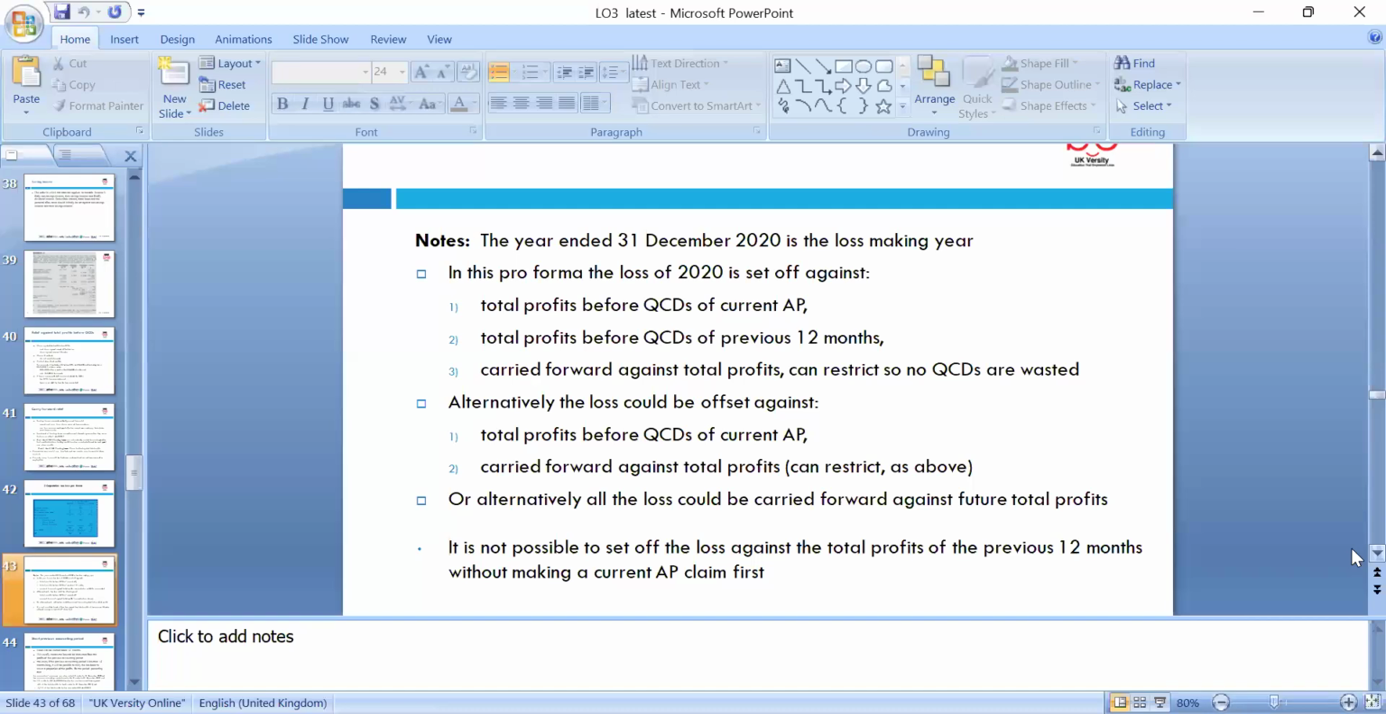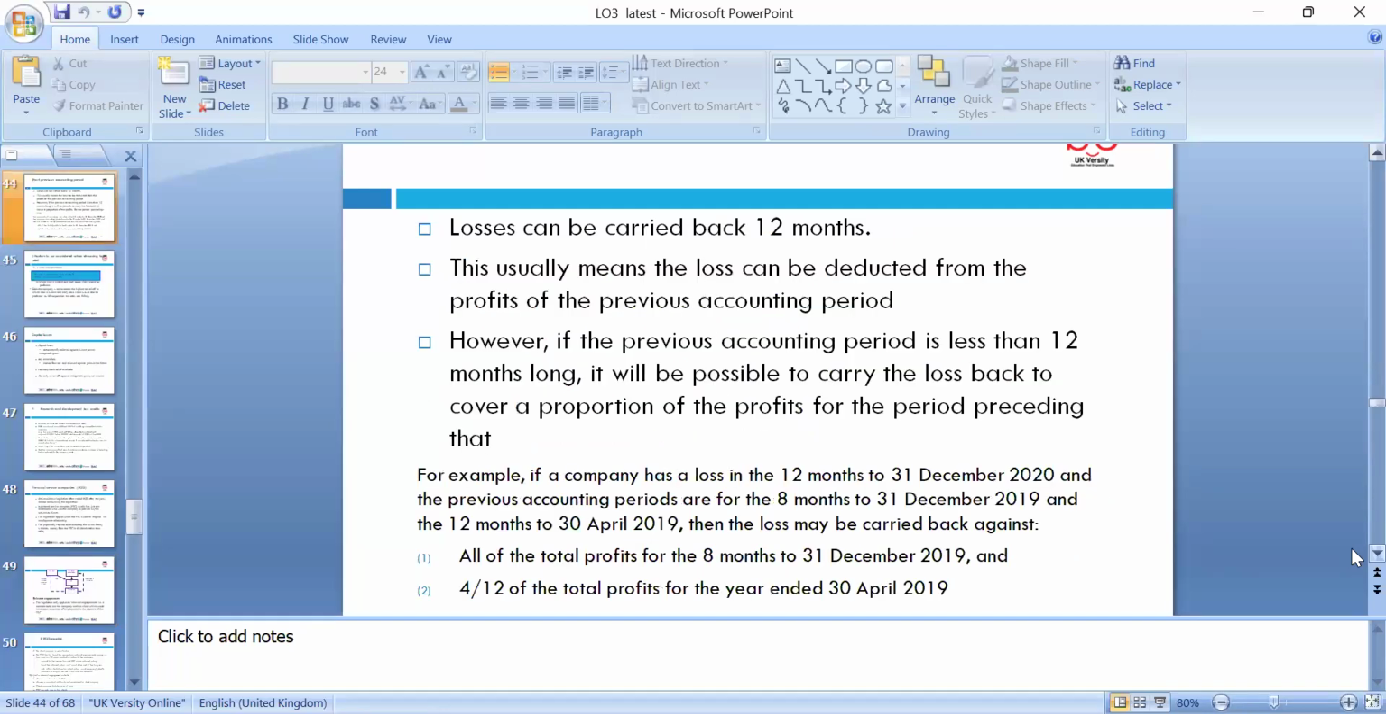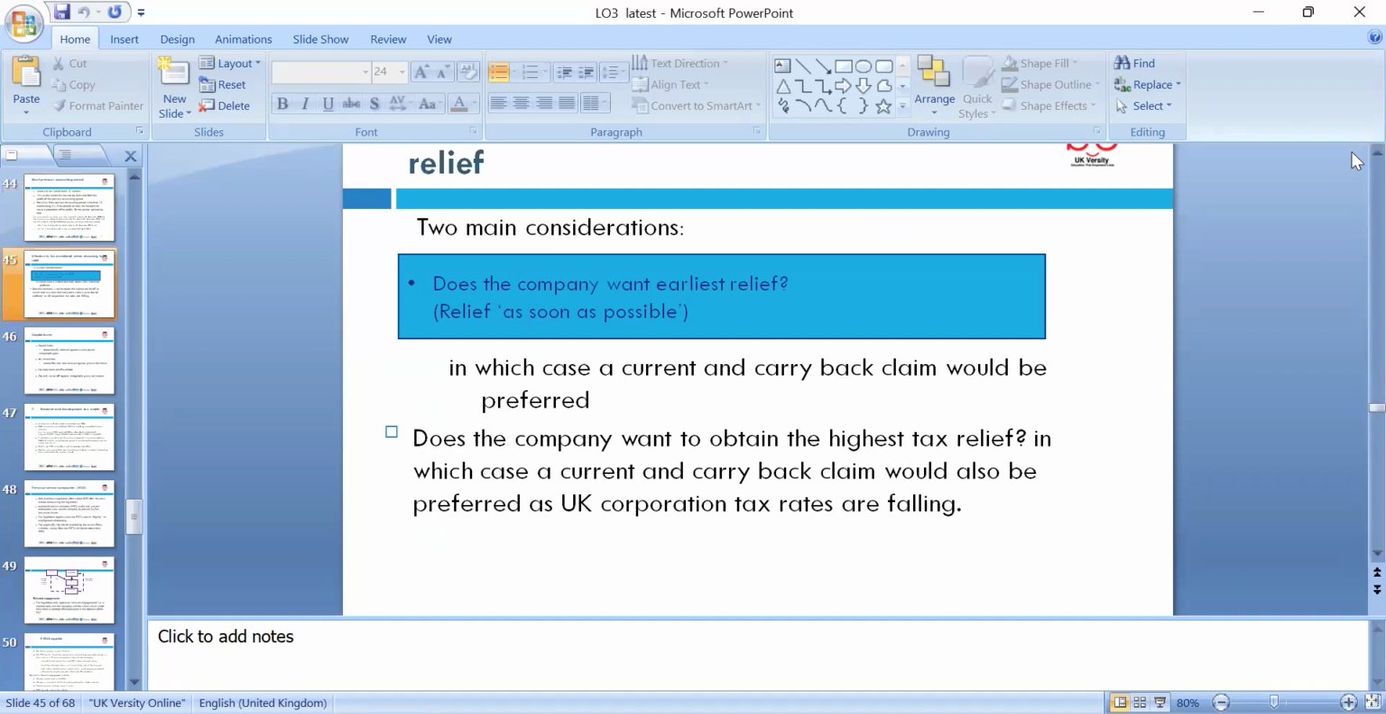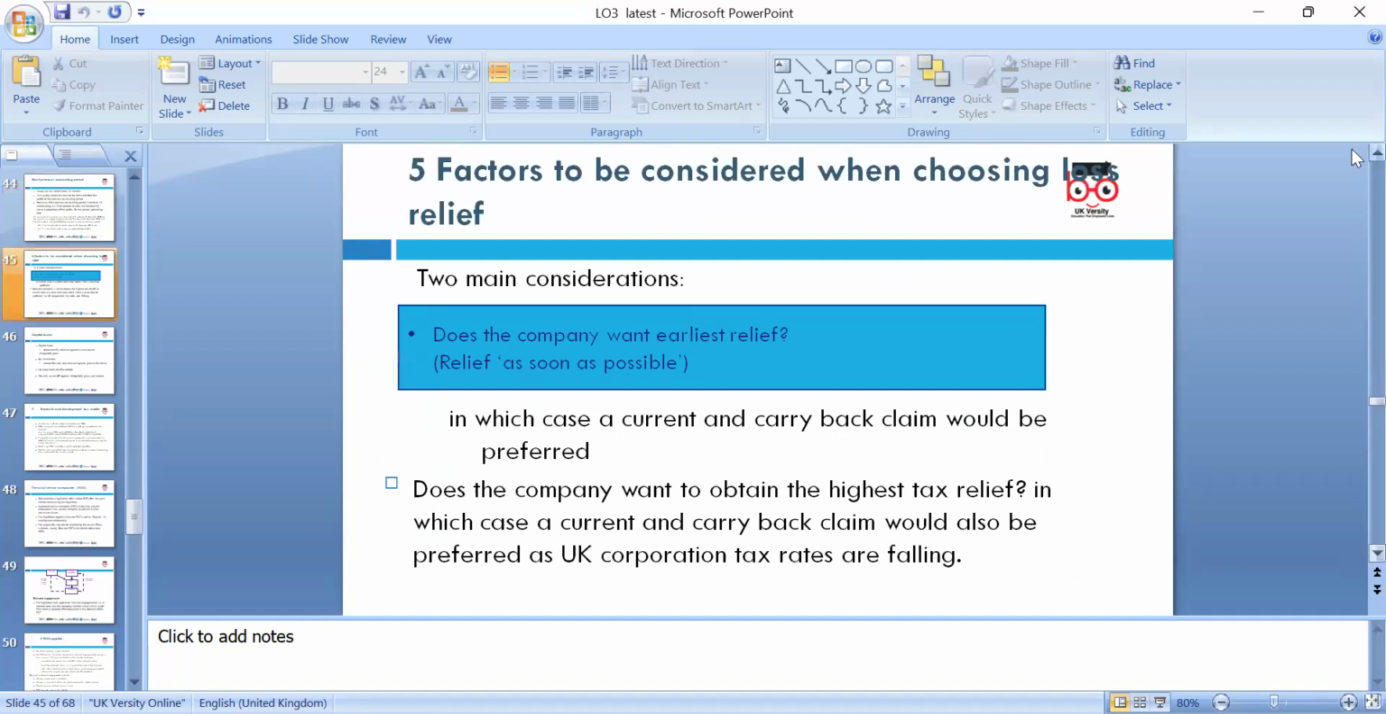Whichever year you want, a loss can be carried back 12 months, which usually means the loss can be deducted from the profit of the previous accounting period, and the proportion. So we have a good few examples given. I gave you the handout, which we need to look at. I gave you the Open Tuition handout and the ACCA one. There are plenty of examples we can pick for our assignment purposes.